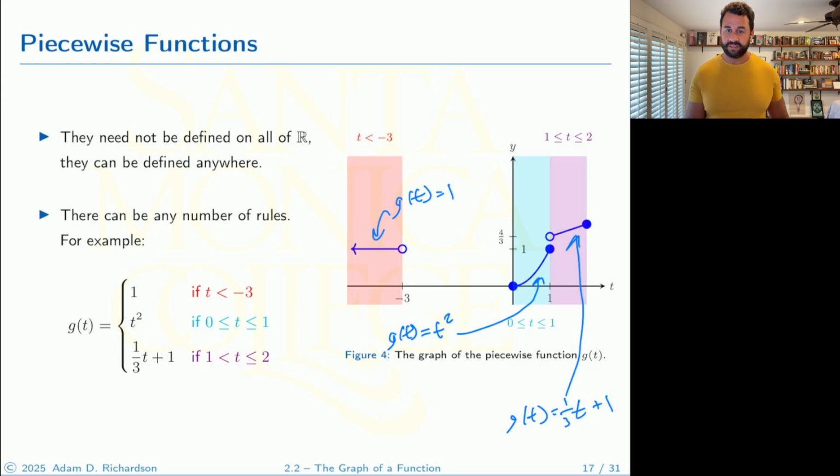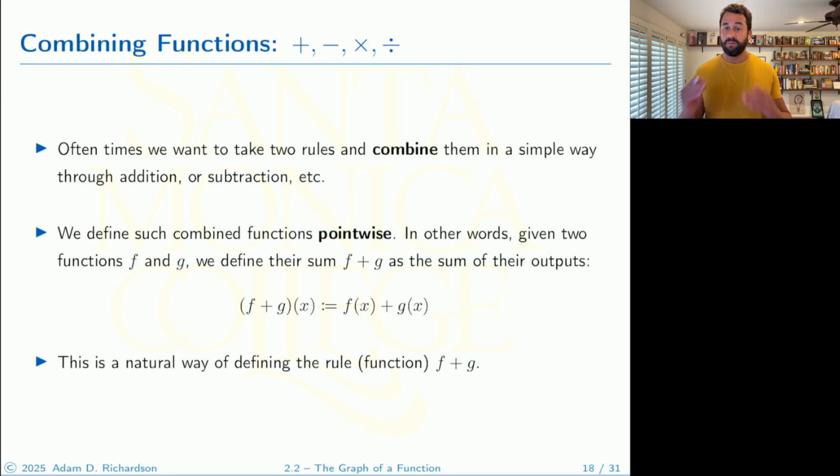We're going to practice those in the activity. The next thing we got to talk about is combining functions. So a lot of times what we want to do is we want to take two different rules and we want to combine them in a simple way, like addition, subtraction, division, multiplication. So the way that we define these combinations is pointwise. We basically say what to do at any given point.